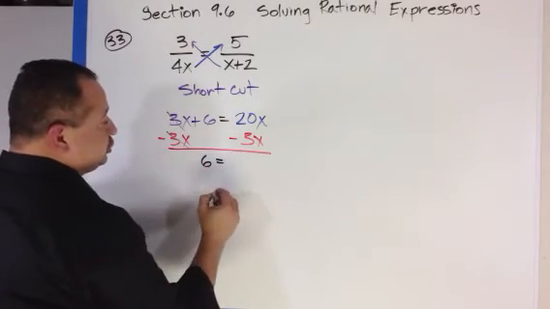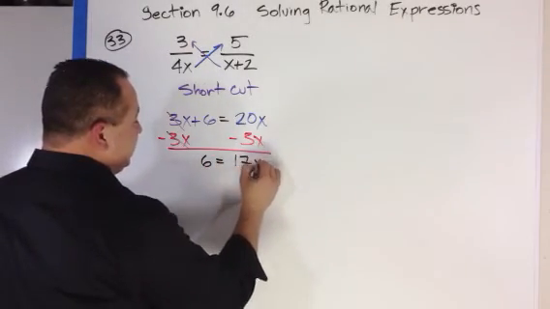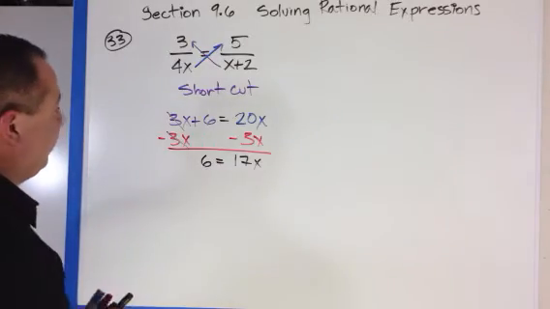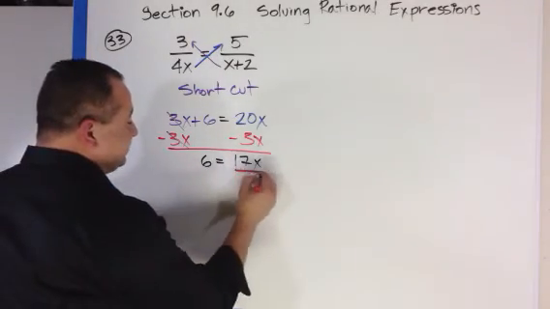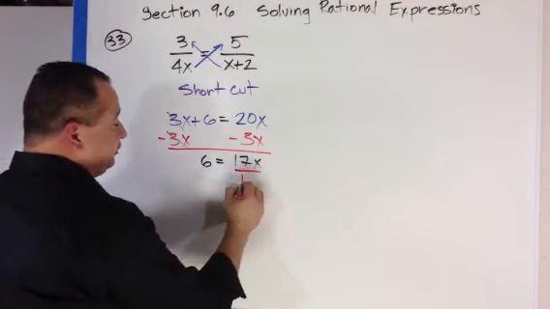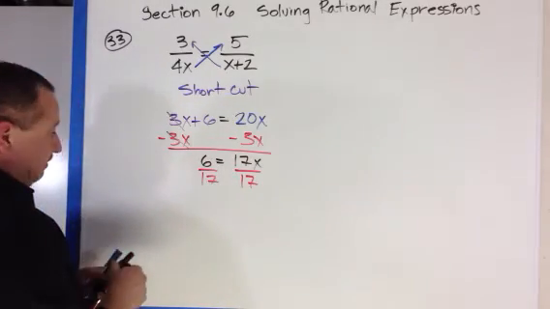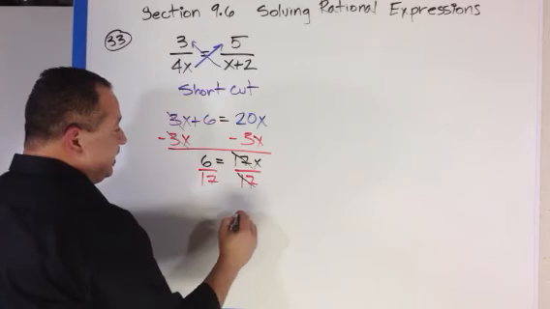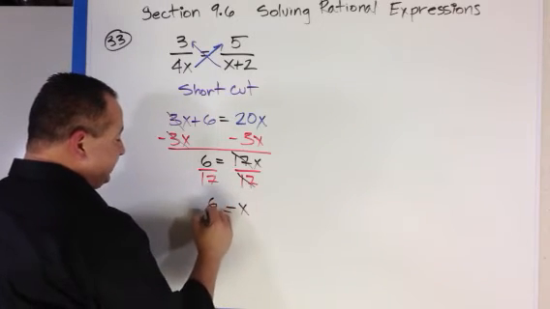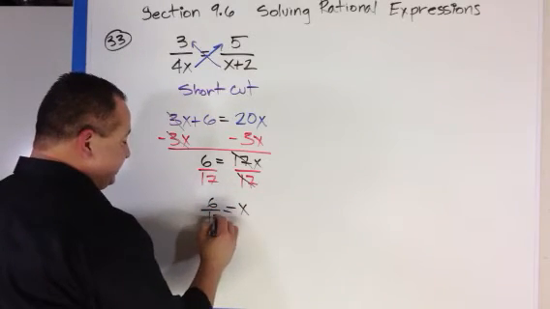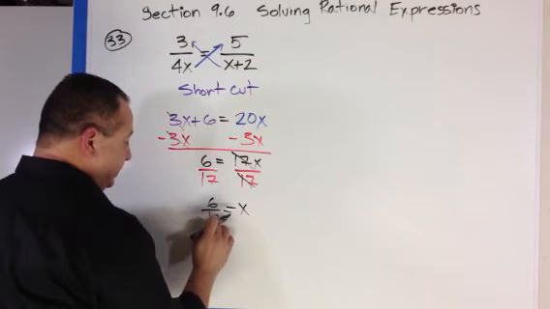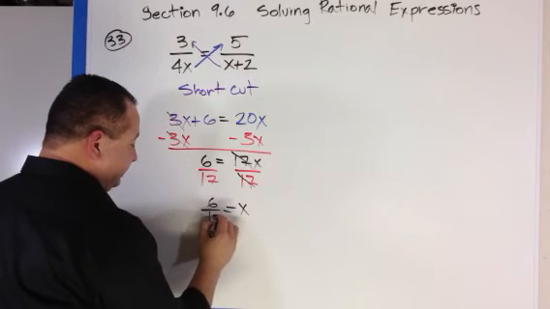6 is equal to 17x. My very next step would be to get rid of that 17, which is being multiplied. So I'm going to do the inverse, which is divide by 17. My 17s will cancel. I'm left with x is equal to 6 over 17. That doesn't look too good, but it's 6 over 17.